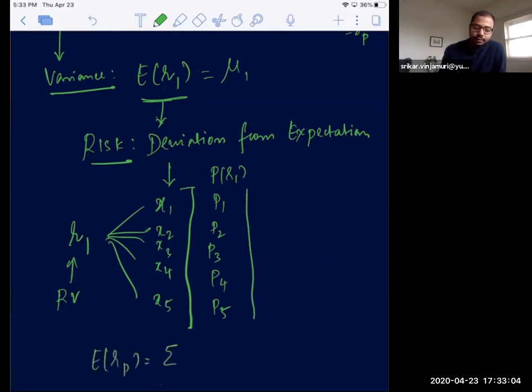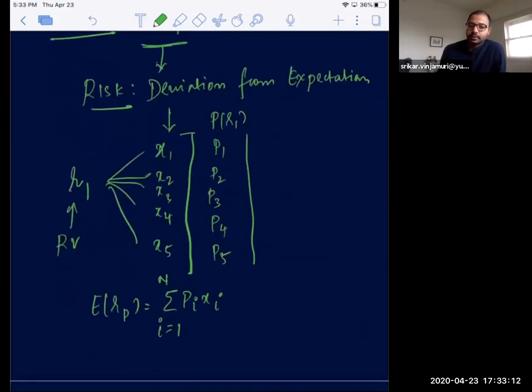Expected return on the portfolio is the sum over i from 1 to N of PiXi. It's just a shorthand notation. This is how we found the expected return on the portfolio was W1 times expected return on R1 plus 1 minus W times expected return on R2. It's just the weighted average of the probabilities times the payoffs that I get in each of those periods. So this is just a shorthand notation for writing the expected return on the portfolio. Suppose I call this mu1, let's say mu. This is what I'm expecting to happen on average, the mean or the average.